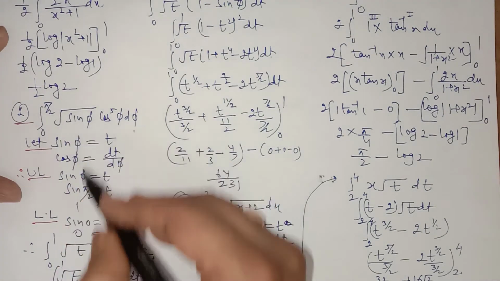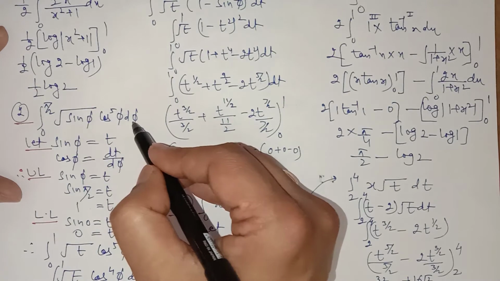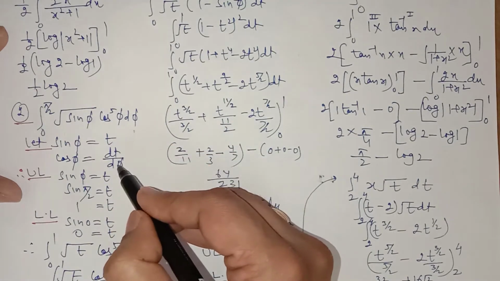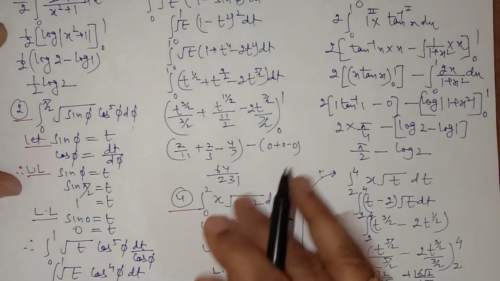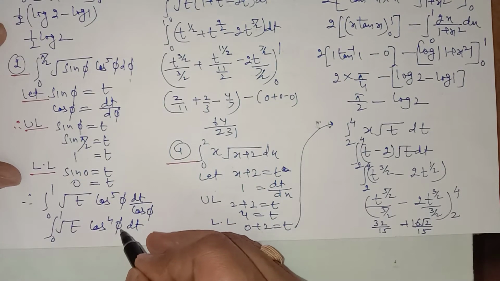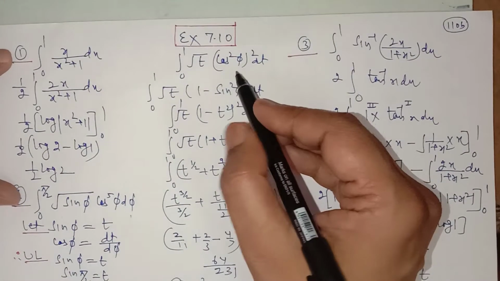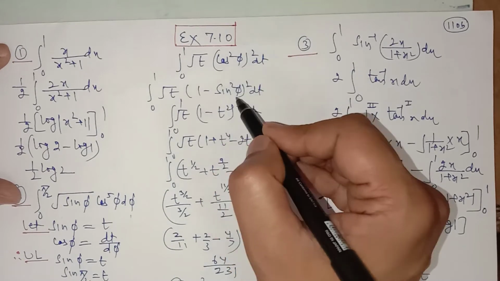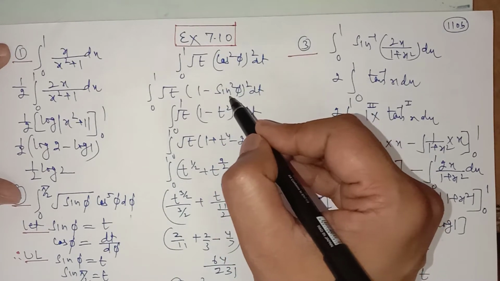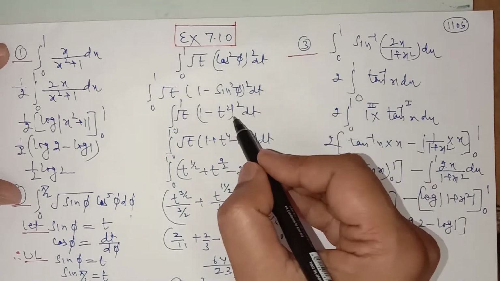So it is root t and cos to the power 5 phi d phi. Replace the value of d phi in terms of t, which will be dt upon cos phi. One cos phi will be cancelled out, so still we are having cos raised to the power 4 phi, and you have to convert this in terms of t. For this you can write cos square phi whole square. For cos square phi you can write 1 minus sine square phi, and we have let sine phi is equal to t, so it is 1 minus t square whole square.